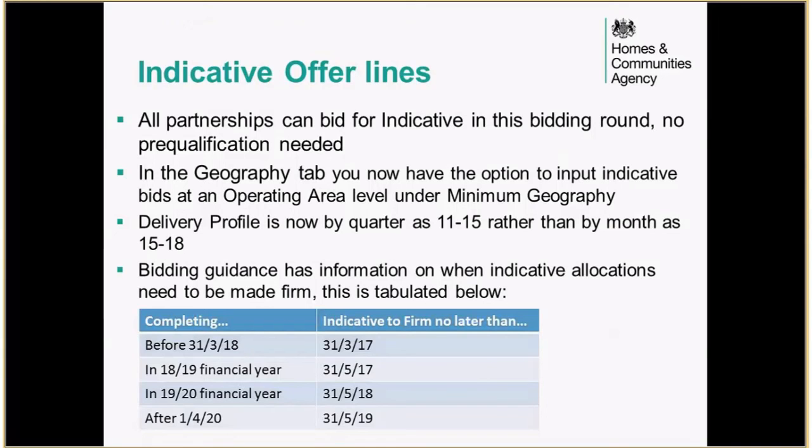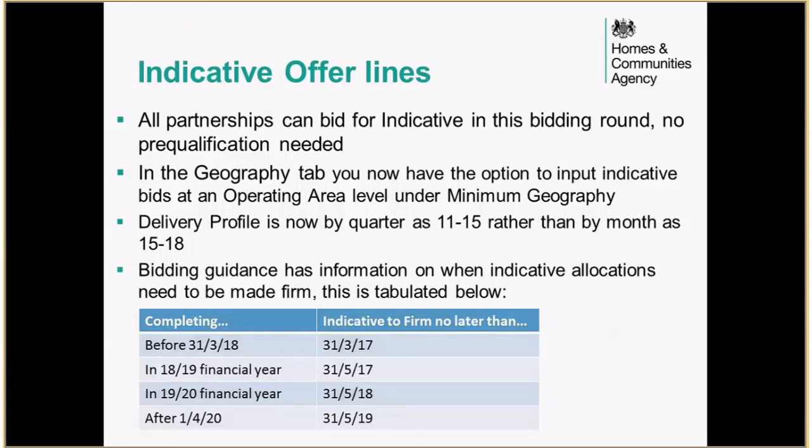For 1621, all partnerships can bid for indicative in this round. There's no pre-qualification needed like there was as part of 1518. One of the major changes is that under the geography, you now have the option to bid at an operating area level rather than at the previous minimum geographies that were within the system.